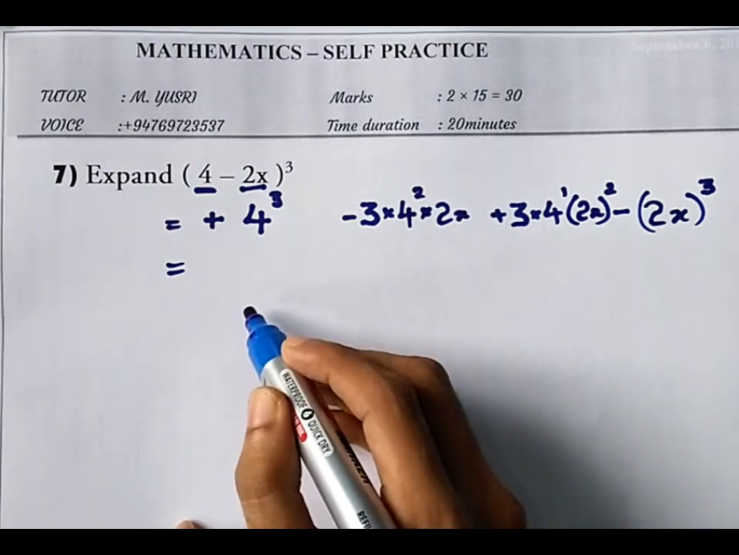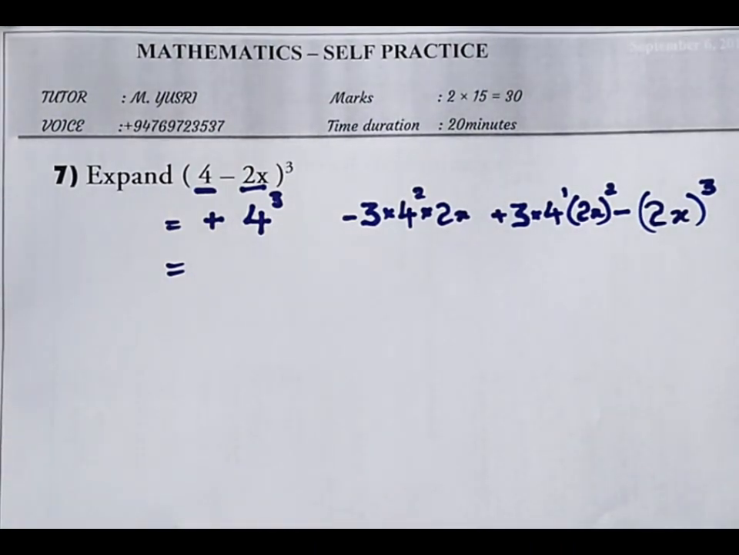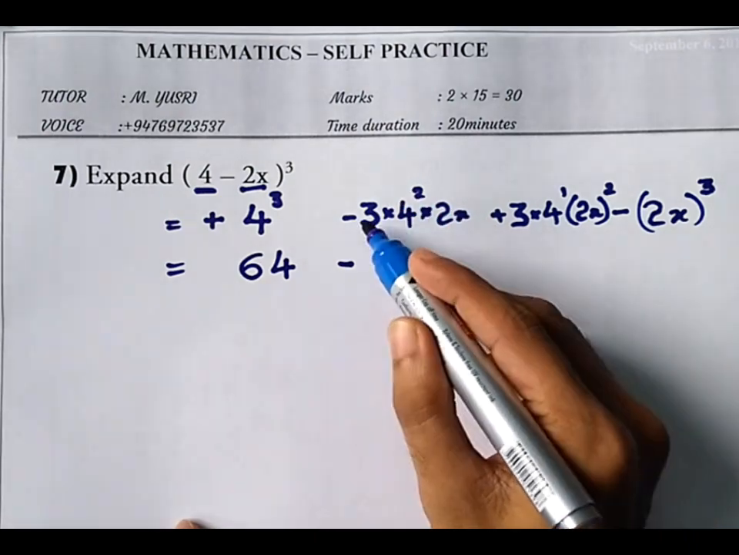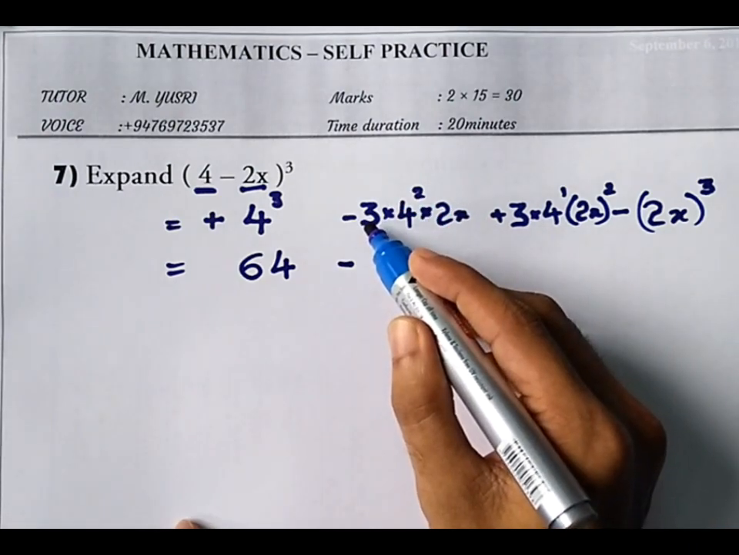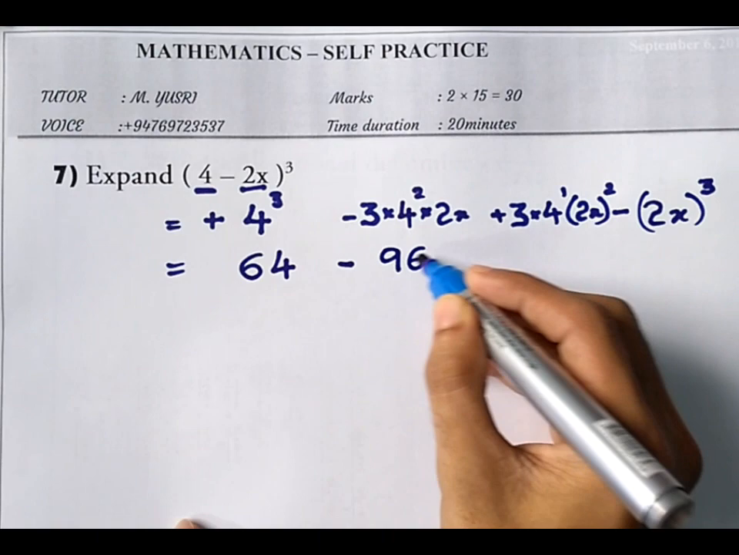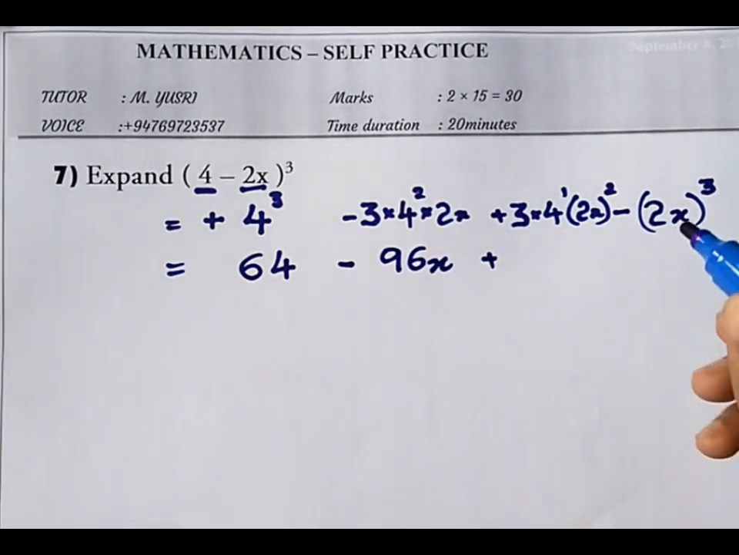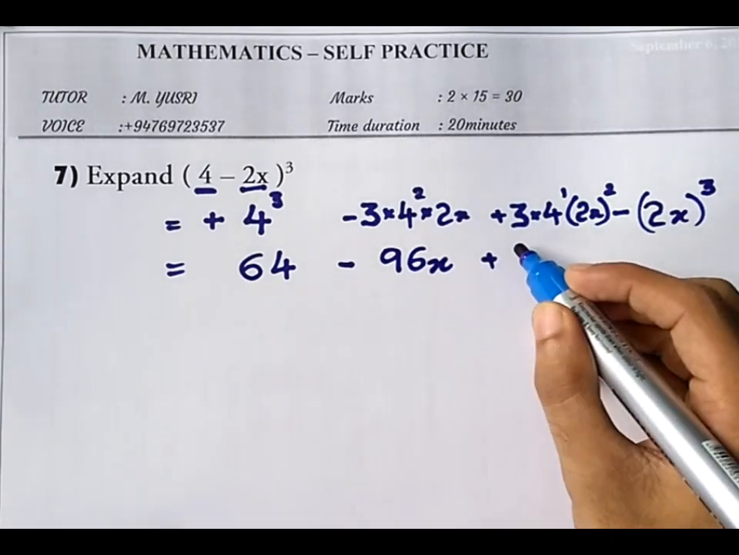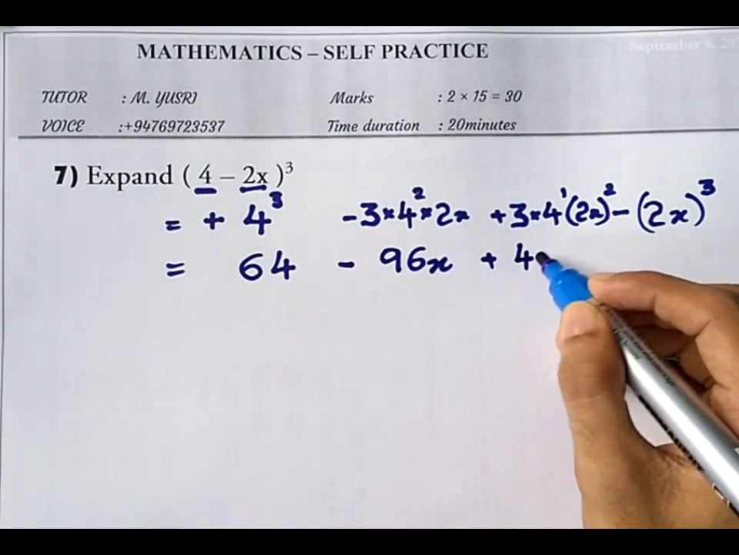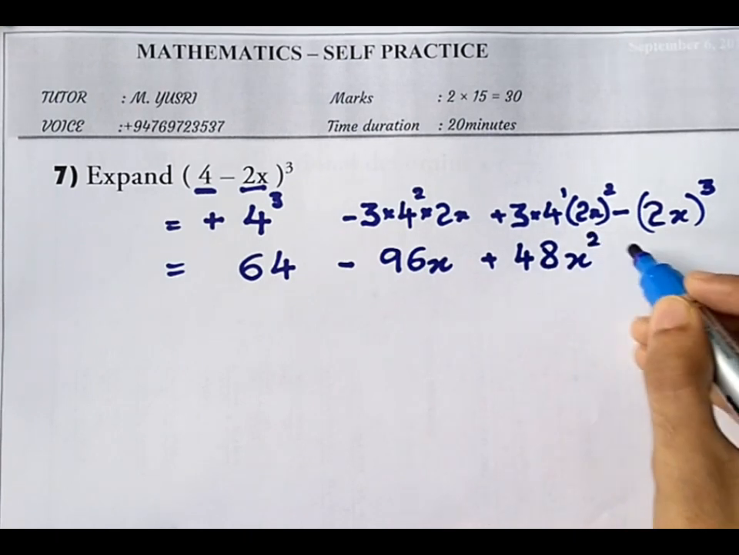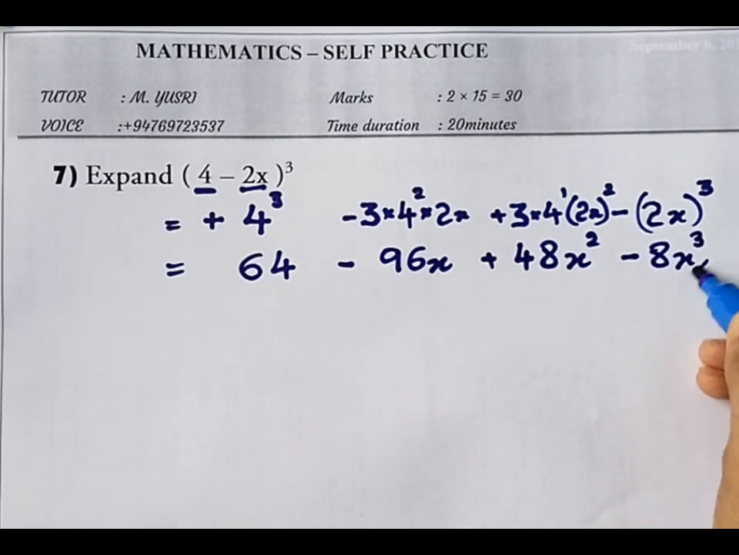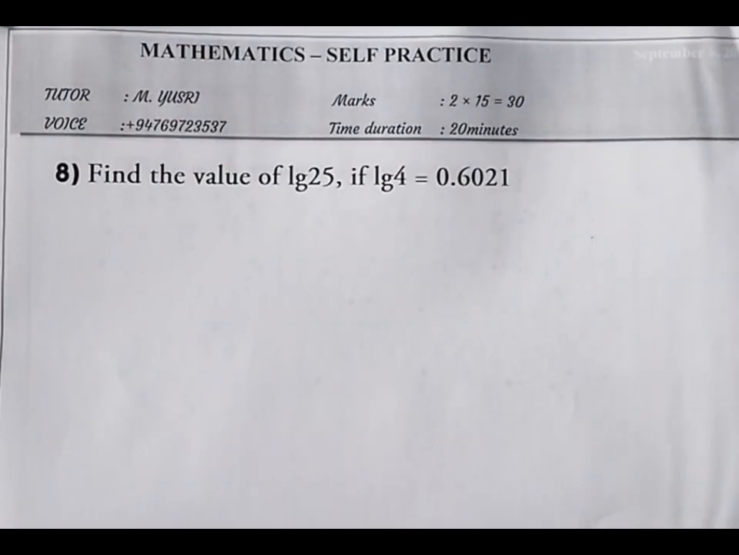4 to the power 3 is 4 into 4 into 4. 4 4s are 16, and 16 4s are 64. Minus, 4 square is 16, and 16 3s are 48, and 48 2s are 96x. First of all we have to remove the bracket. 2 square is 4, and 4 4s are 16, and 16 3s are 48x squared, and minus 2 to the power 3 means 2 into 2 into 2, that means 8x cubed. That's the answer.